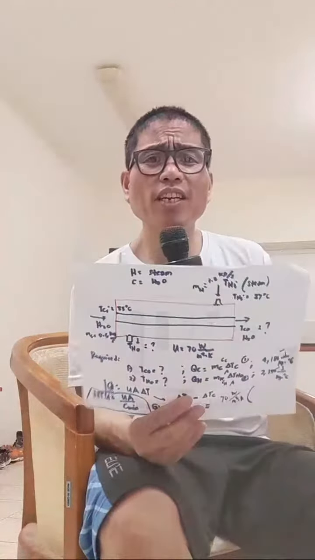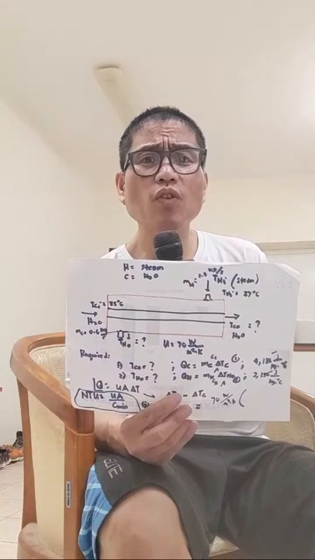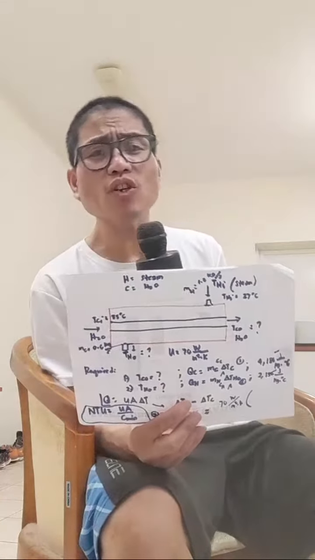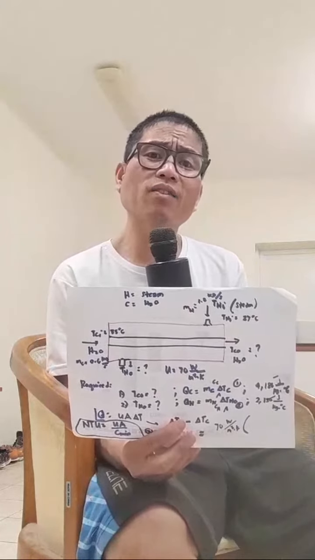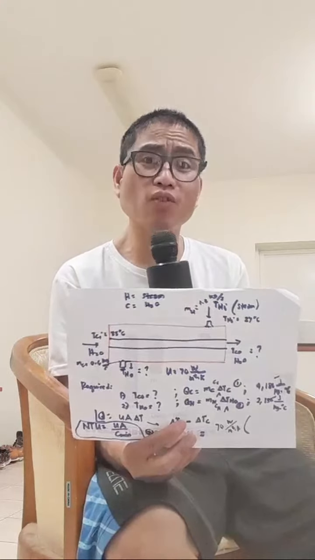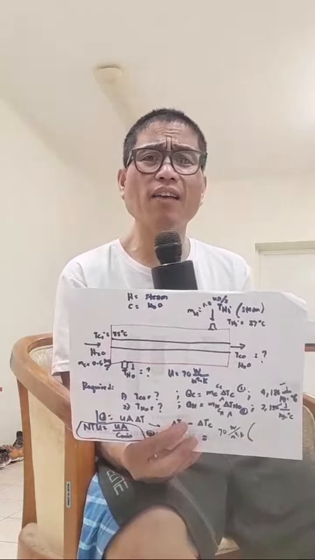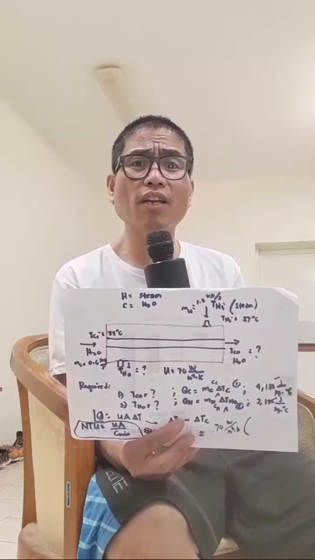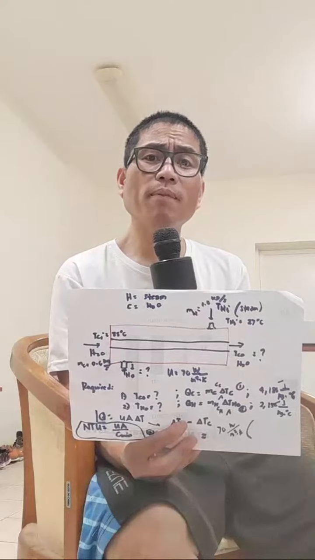So NTU is equal to the overall heat transfer coefficient, which is 70 watts per meter squared Kelvin, times the area. Now, what is your area here, Sir Sotero? You did not even mention the length. You did not even mention the thickness of your opening. So what's going to happen? In that case, class, if there's no given area, we go back to the basic concept that we will assume an area of 1 square meter. Remember, this is theory really. If we don't have a given area, we have the basis of calculation of 1 square meter.